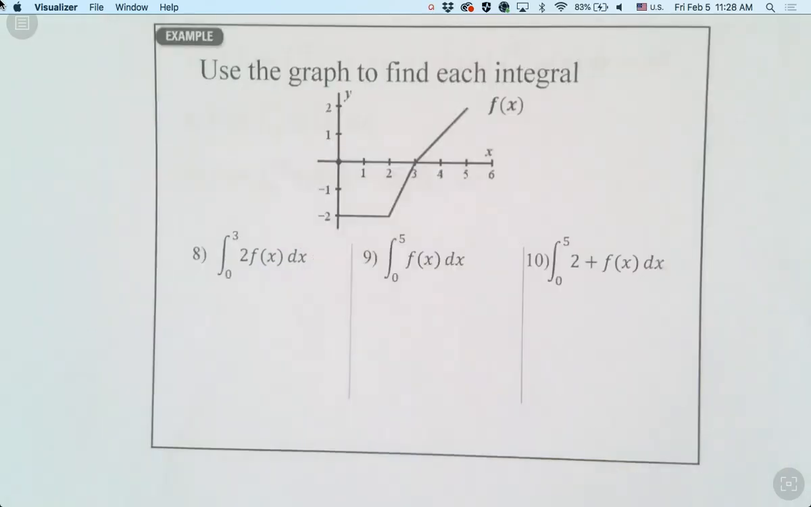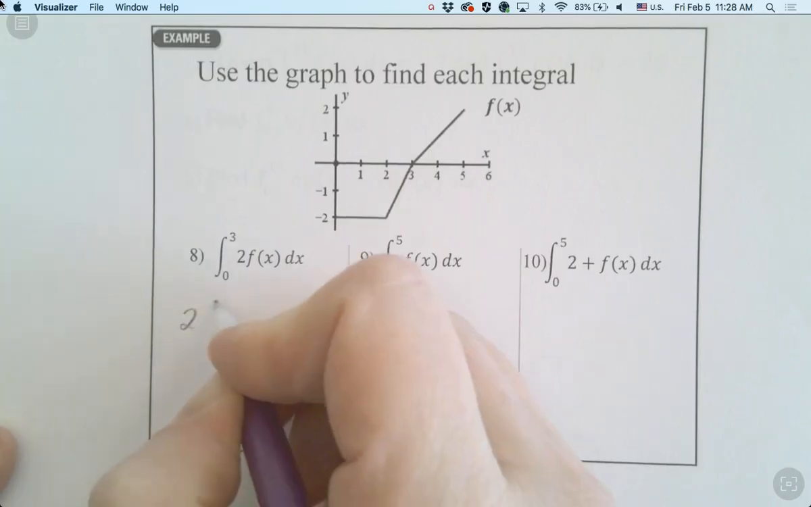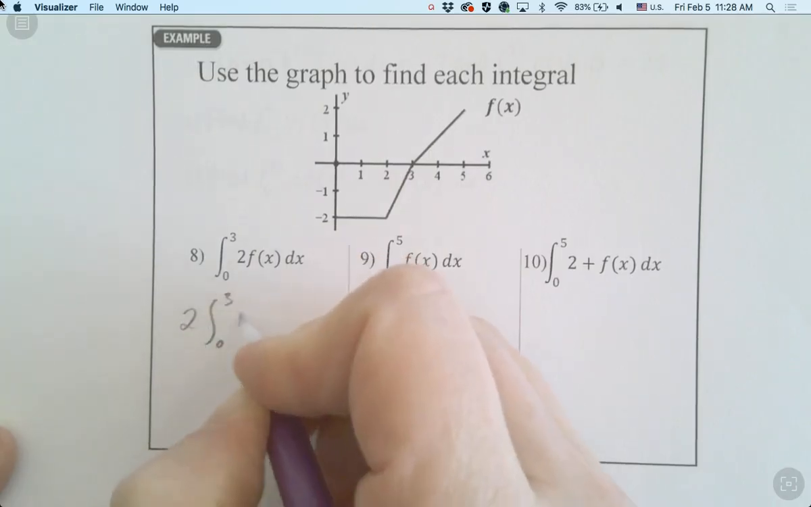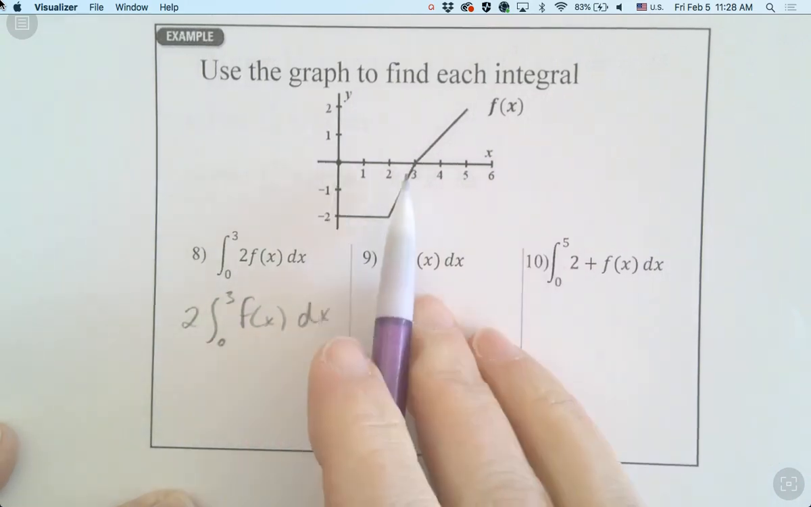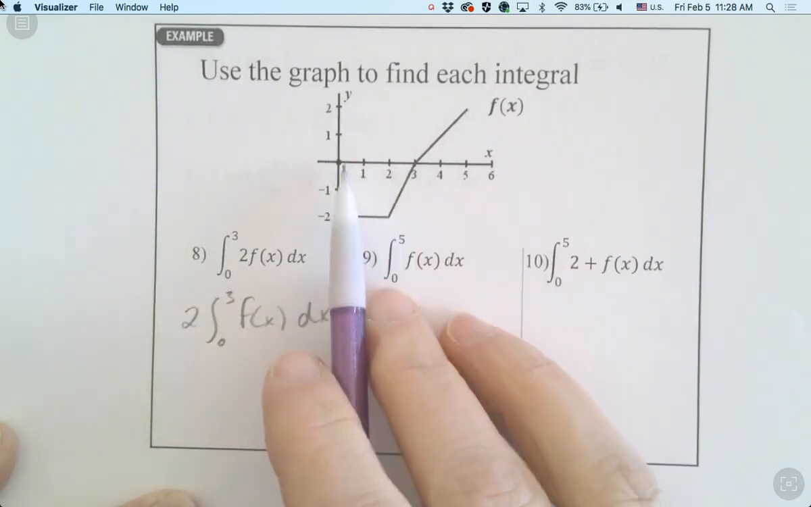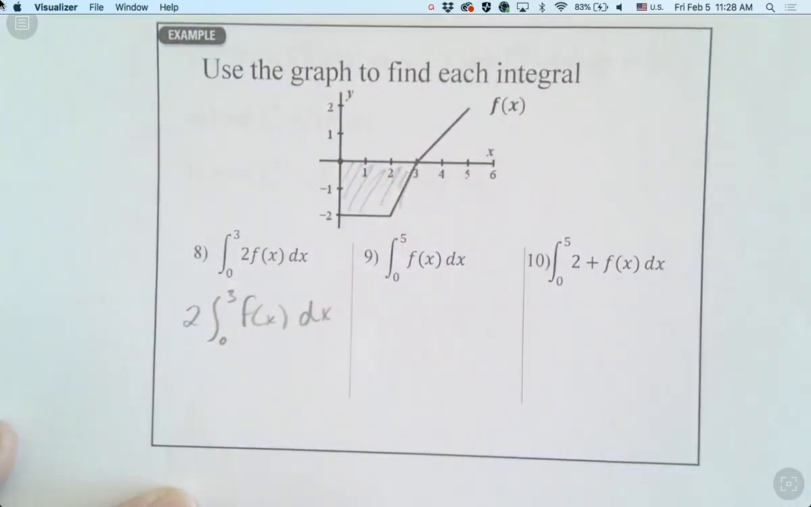All right, so for number 8, it's very similar to number 1, except you have the 2 there. We can take that 2 out to the front because that's a constant multiple property. And then you're just going to go from 0 to 3. Oh, this is a different graph. So you're going to go from 0 to 3, which is another trapezoid, and then double it.